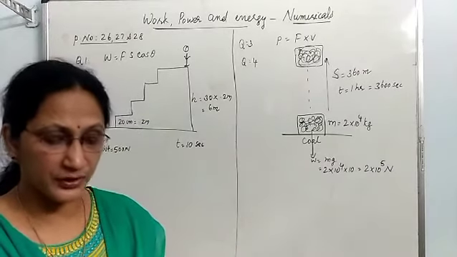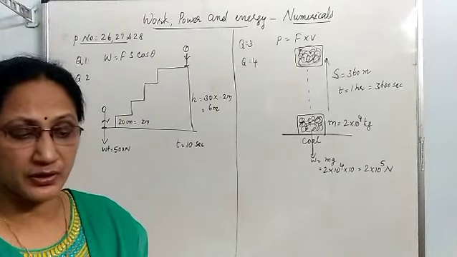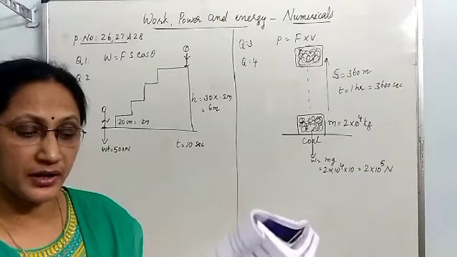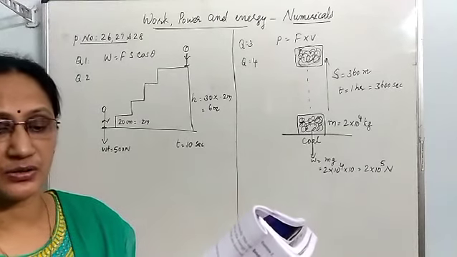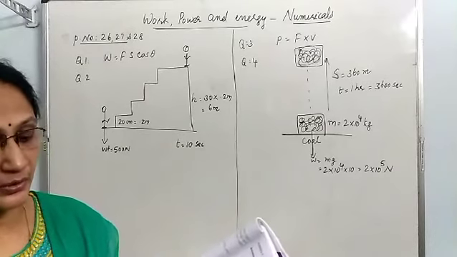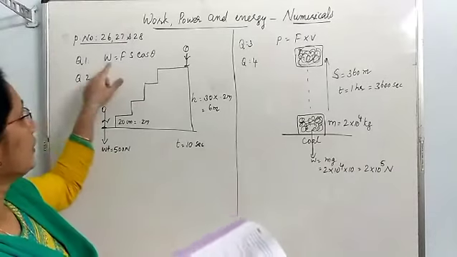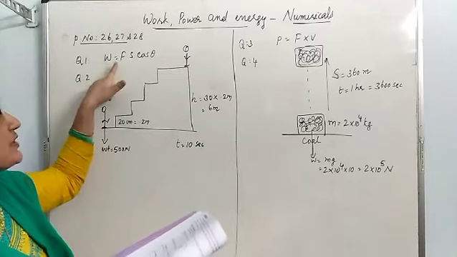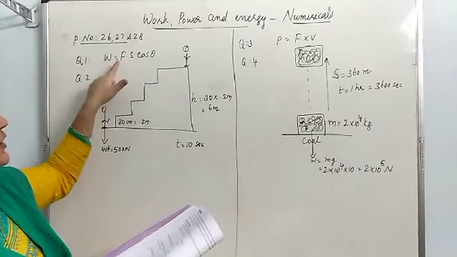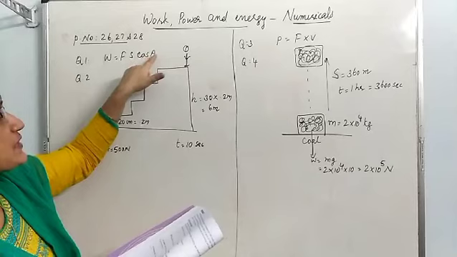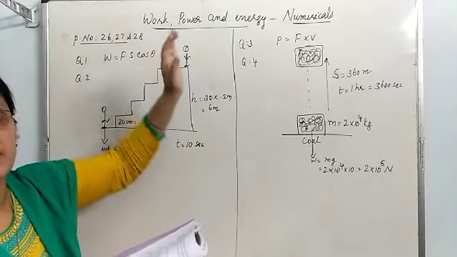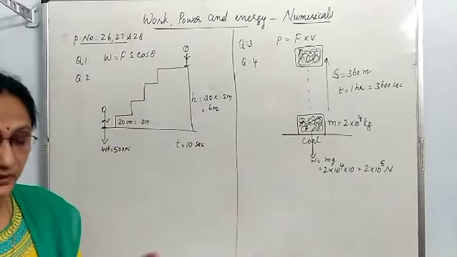A force of 10 Newton displaces a body by 4 meter at an angle of 60 degree to its own direction. Calculate the work done. You can use this formula: work is equal to F s cos theta. Force is given, displacement is given, theta is given. Simply substitute in the formula, you will get the work.